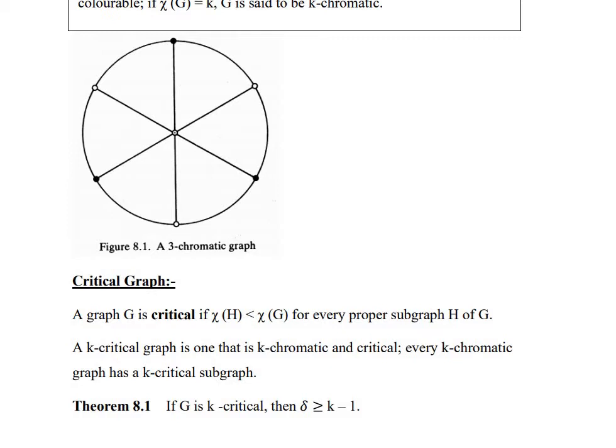Next is about critical graphs. A graph G is critical if chi of H is less than chi of G for every proper subgraph H of G. A k-critical graph is one that is k-chromatic and critical. Every k-chromatic graph has a k-critical subgraph. Next is a theorem which states that if G is k-critical, then delta is greater than or equal to k minus 1.